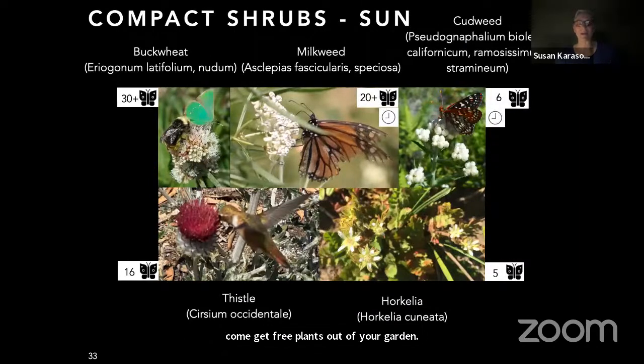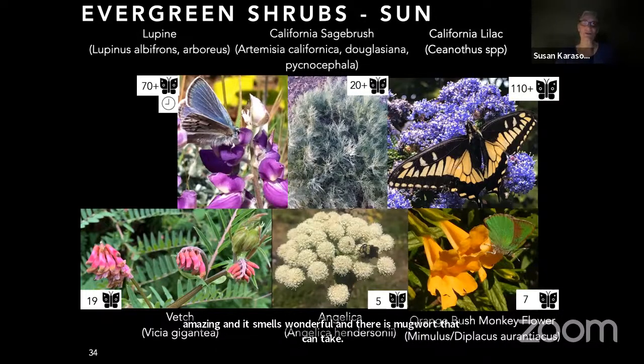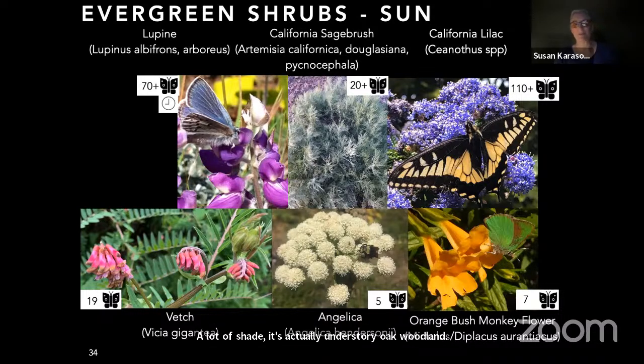And more compact plants. So buckwheat and milkweed. Thistle is amazing, not only for the caterpillars, but also for specialist bees. And I did not realize that hummingbirds liked the nectar in that. Bees love it. Specialist bees love it. Hummingbirds love it. That is good to know. And those evergreen plants: California sagebrush is amazing and it smells wonderful. And there is mugwort that can take a lot of shade. It's actually understory oak woodland. And then our lupines are so important. And the California lilacs are so important. And the monkey flowers are important for some of our dune scrub bees, especially the monkey flower and the lupine for the dune scrub.